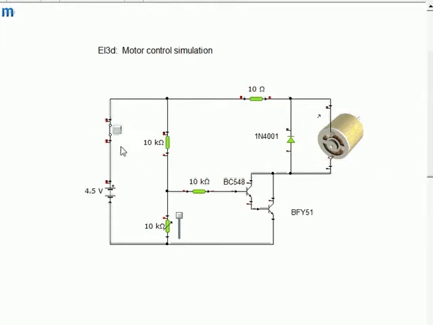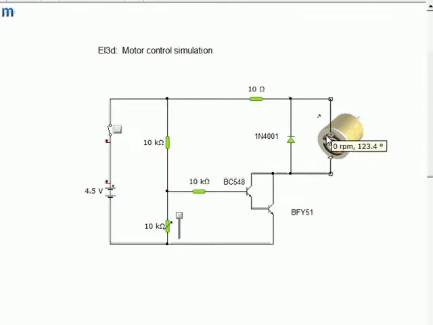When I turn the power off, the motor is still running. It's now running full speed. It's slowing down.